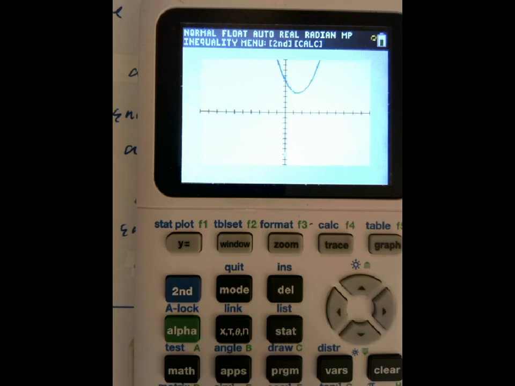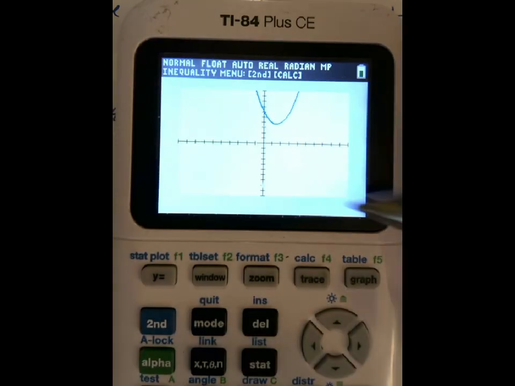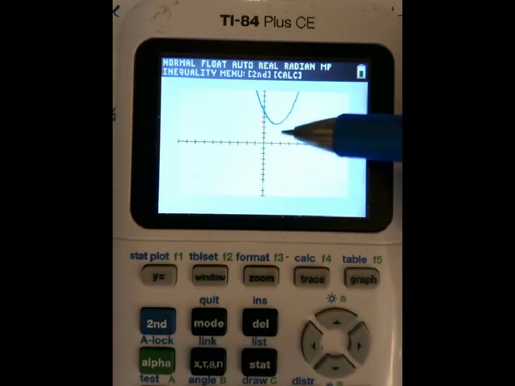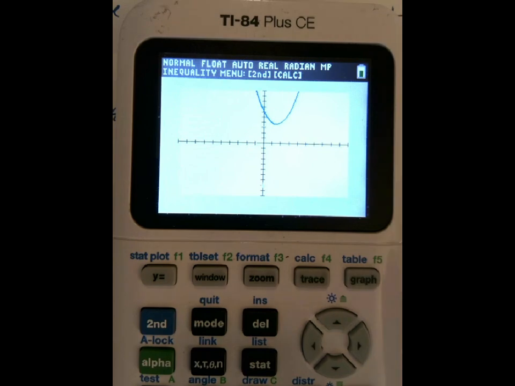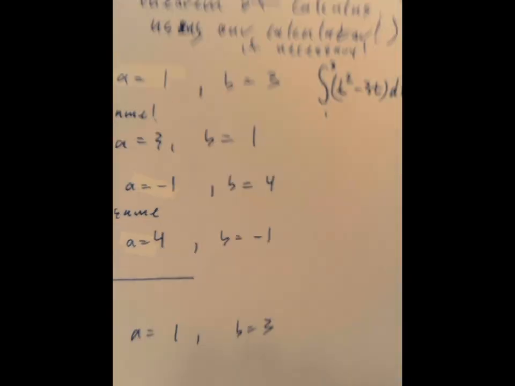There it is. And it says from 1 to 3, so we're talking about approximately this area under the curve here, which we see is going to be positive, right?